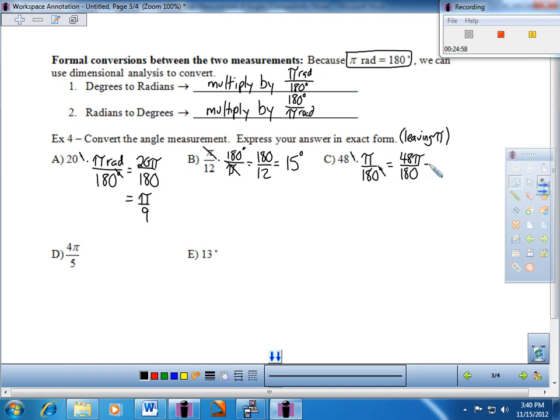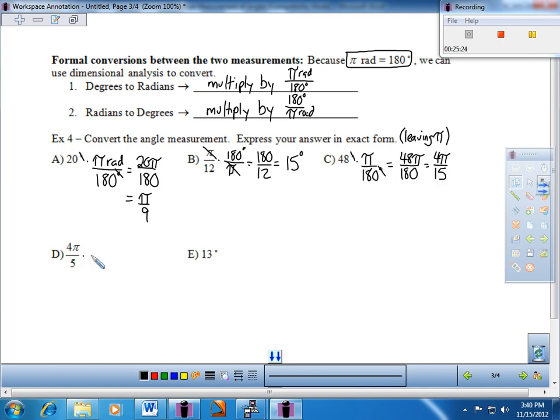Okay, well, when I did this, I figured that 12 goes into both of those. I think that's the greatest common factor of 48 and 180. So 12 goes into 48 4 times, so it's 4 pi. And 12 goes into 180 15 times, so it's 4 pi over 15. Good. So 48 degrees is exactly 4 pi over 15 radians. Okay, 2 more to take care of here.